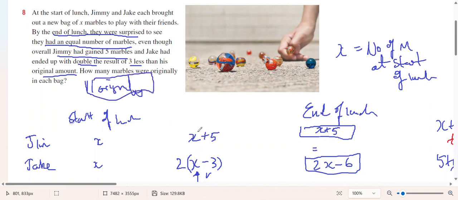And Jimmy had 11 plus 5, which is 16 at the end of lunch. And Jake had 11 minus 3, which is 8, times 2, 16 at the end of lunch. So 11 marbles.